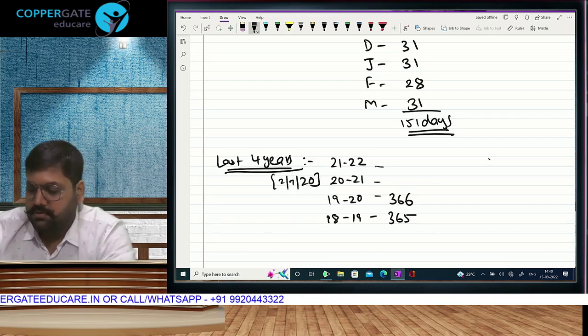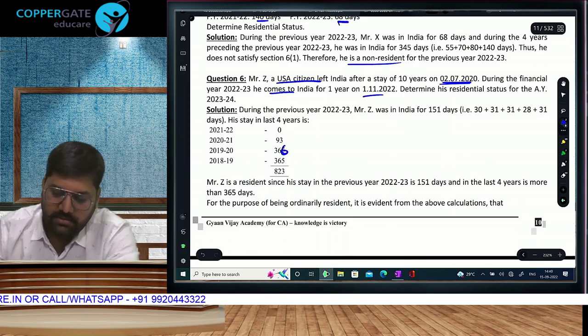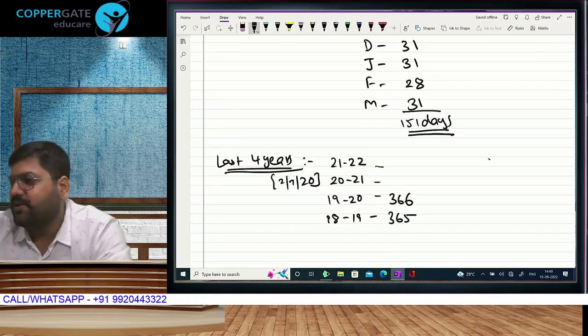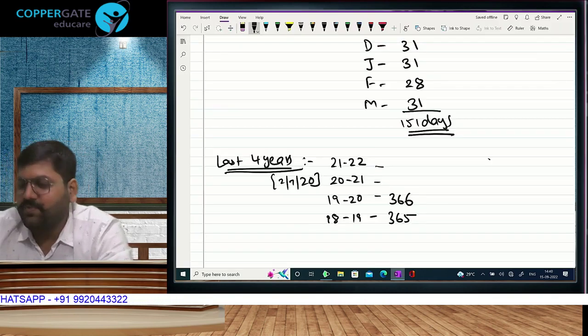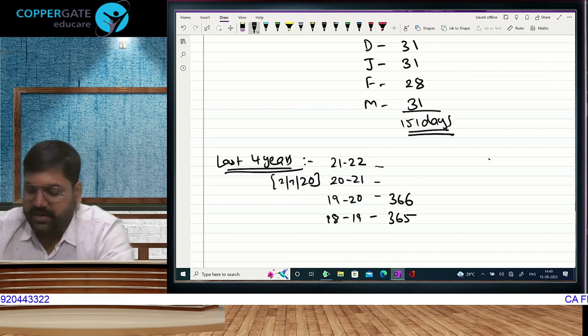Is there a printing error? Change this, it has to be 366. वैसे फर्क कुछ नहीं पड़ता है, because we wanted total 365. Okay, but change this, rectify this.